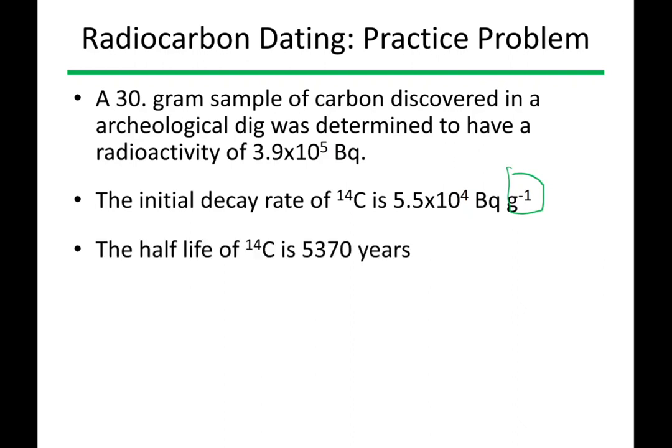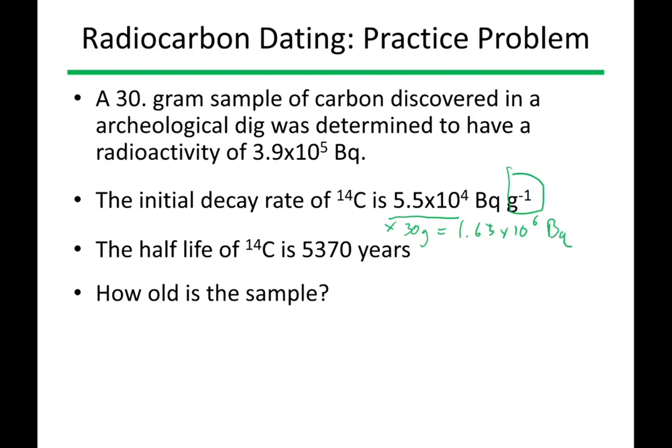The half-life of carbon-14 is 5,370 years. And so we'll use this to try and figure out how old this sample is. So the first thing we need to do is figure out the expected amount for a 30-gram sample. So we'll take this 5.5 times 10 to the fourth and multiply it by 30 grams. And this gives us that an expected amount would be 1.65 times 10 to the sixth becquerels. So you can see this is higher than what we found in our archaeological sample.